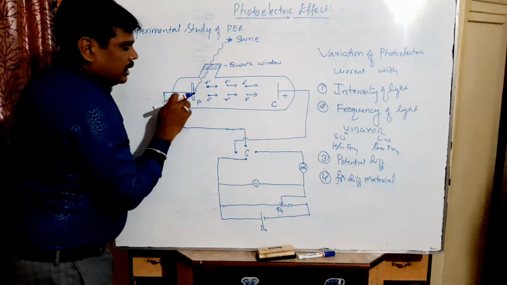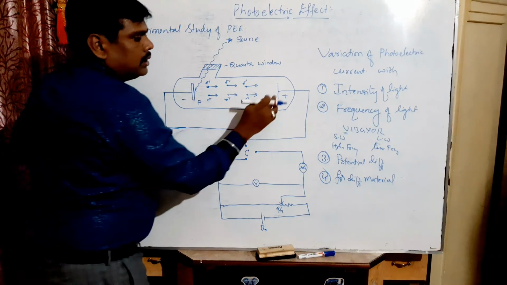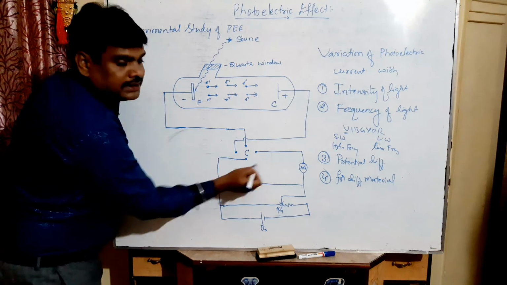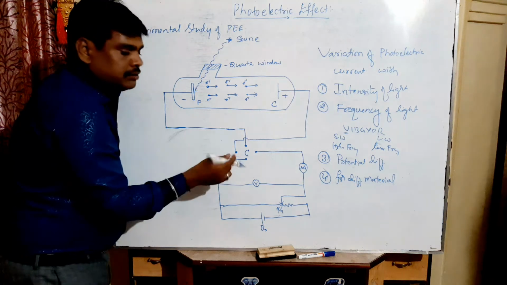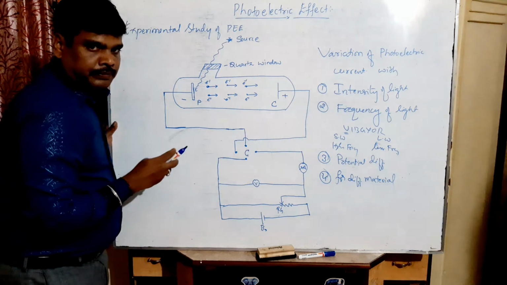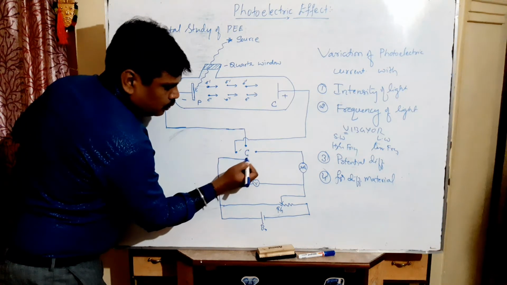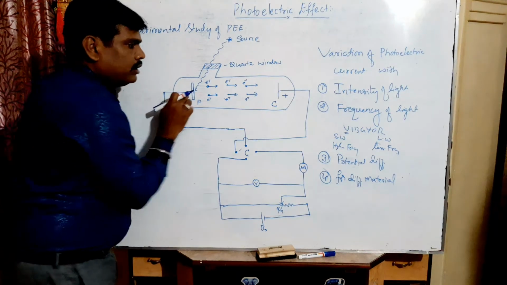So the emitter plate is connected with a negative potential and the collector plate is connected with a positive potential across this commutator. A commutator is a device which can be used to change the polarity. Polarity means, if you connect these two wires, there is one direction of flow of current. For example, now this is negative and this one is positive.